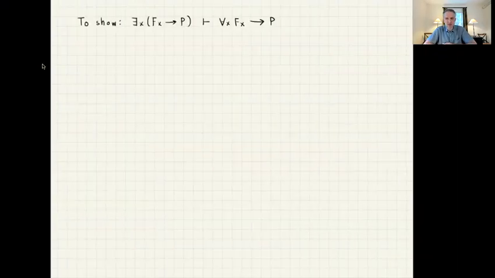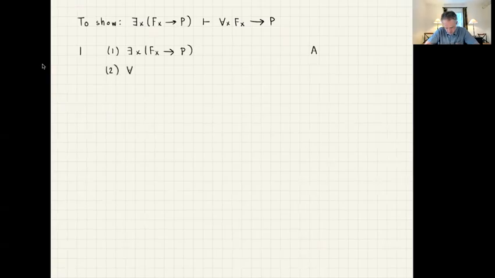Here's a slightly different one. It looks very similar to the one we just did, but it's actually different in structure. This says from the premise, there is something such that if it's F, then P, we can derive that if everything is F, then P. Again, the conclusion is a conditional, so I'll assume the antecedent, everything is F.